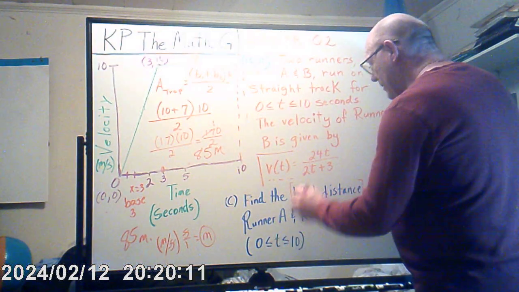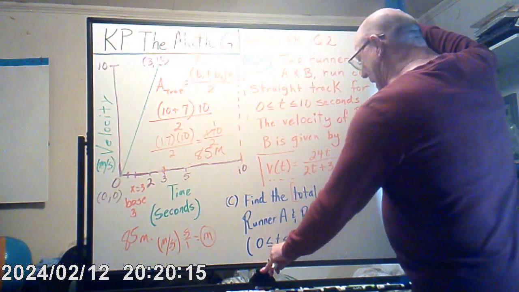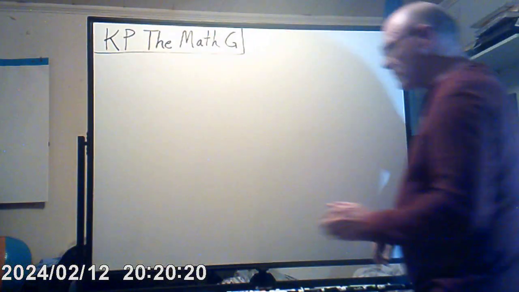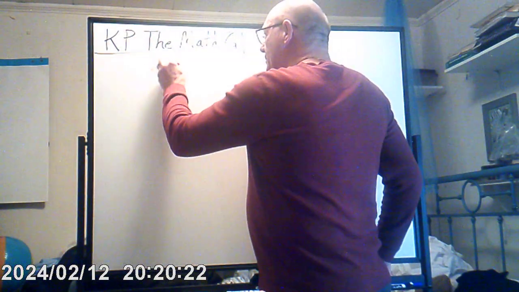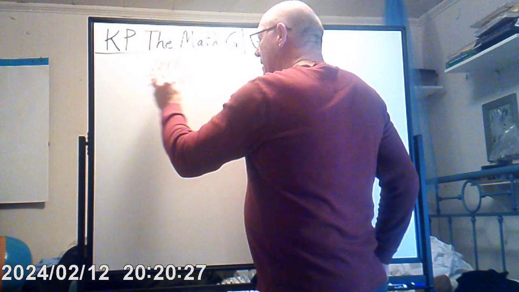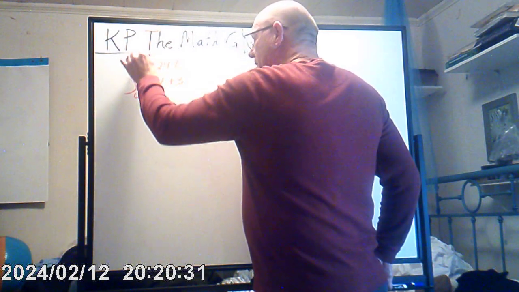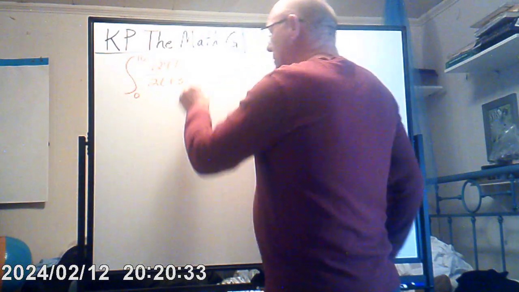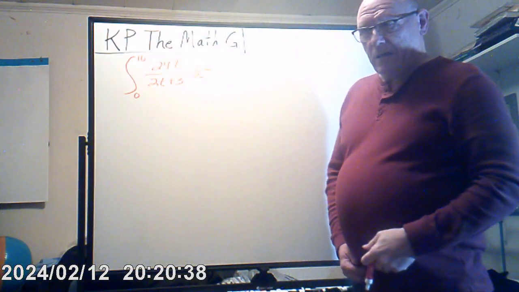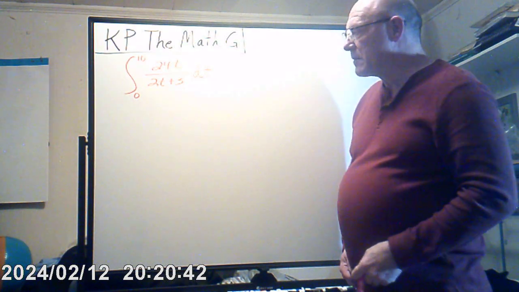Alright, now let's see, this is 24t over 2t plus 3. I'm going to do this on the other side. It's going to take a little room here. 24t over 2t plus 3. That's the velocity equation. We are going from 0 to 10 as we did a while ago, and this is in dt. Okay, just kind of keep that in mind there.